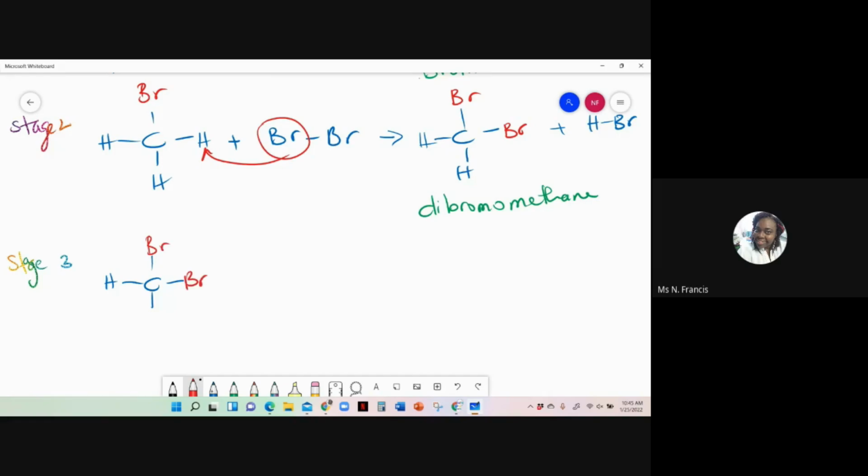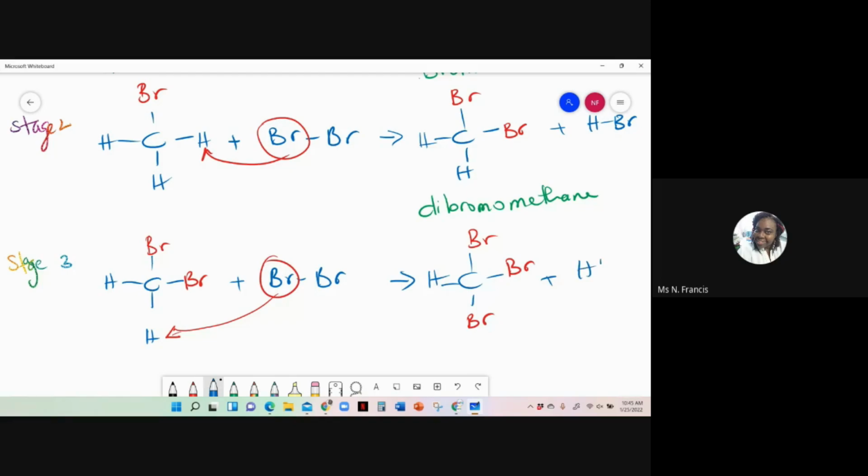So our stage 3 now, this is our bromine substituted, reacting with another bromine molecule there. Bromine again, substitution of my hydrogen. So substituted, substituted, substituted. And then I have my HBr. The name of this now will be tribromo, because there are now 3 bromines substituted.